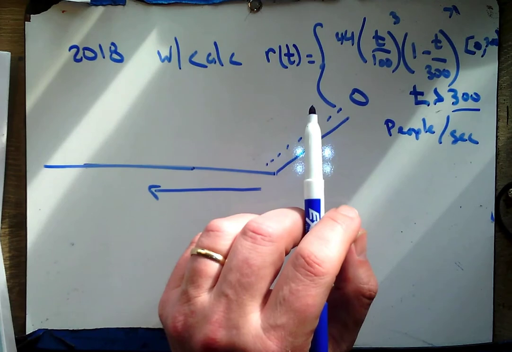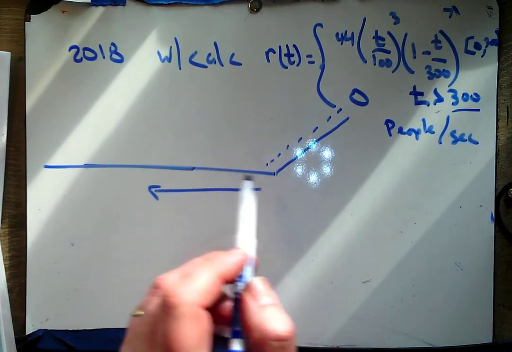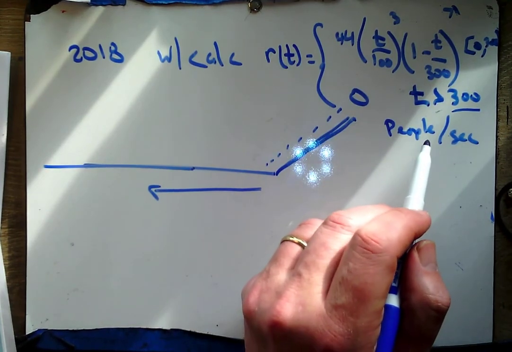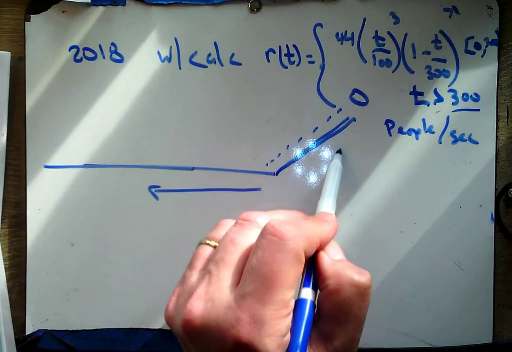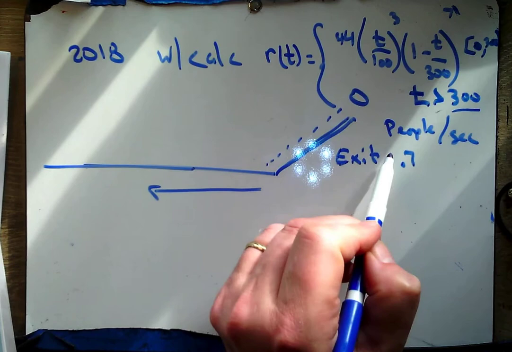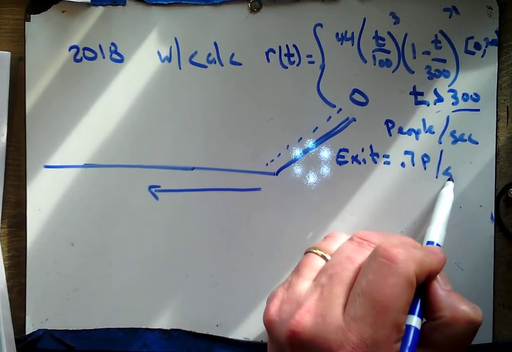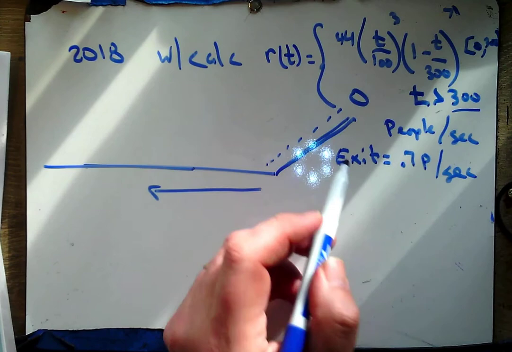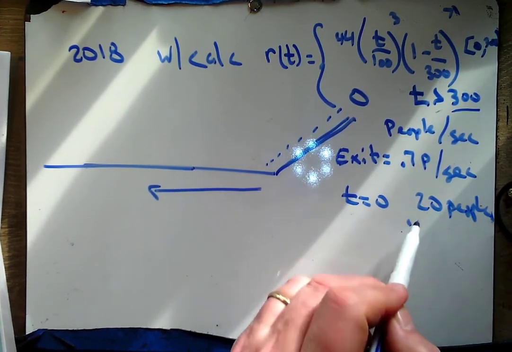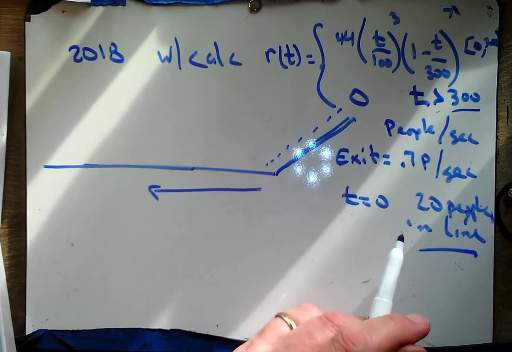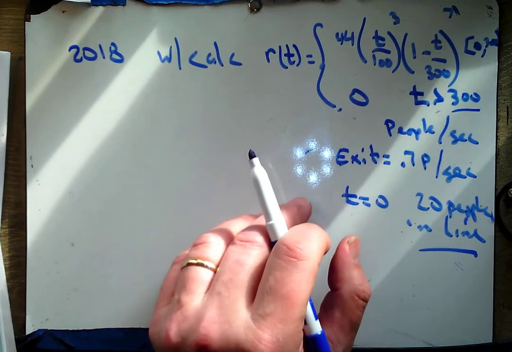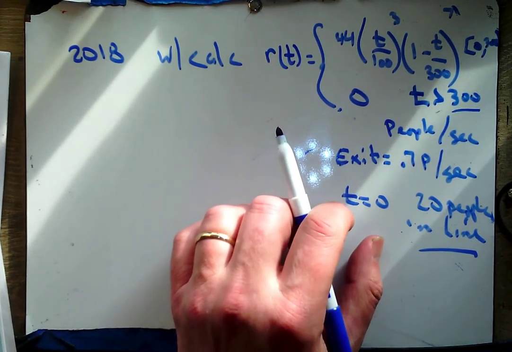But at the same time, they tell us they exit the line. Well, what does it mean to exit the line? It means it was finally their turn to go up the escalator. And we're going to say that they exit the line at a constant rate of 0.7 people per second. And at t equals 0, there are 20 people in line. Okay, so this is what we know. Okay, first question, how many people enter the line during the interval from 0 to 300?